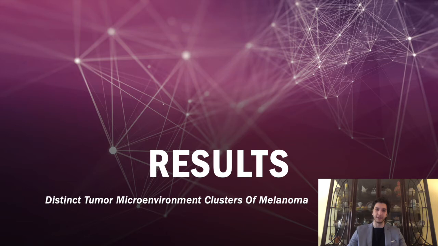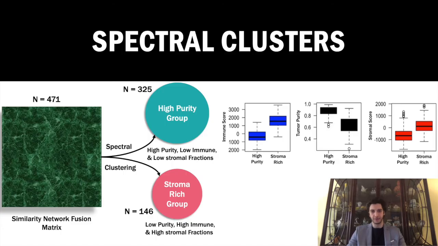After applying the techniques I just described, we discovered distinct tumor microenvironment clusters of melanoma. We ran our similarity network fusion and got our combined status matrix, there on the left. Next, we performed spectral clustering on the matrix and identified two subgroups, one with 325 patients and the other with 146. Cluster membership was primarily determined by tumor methylation profile.